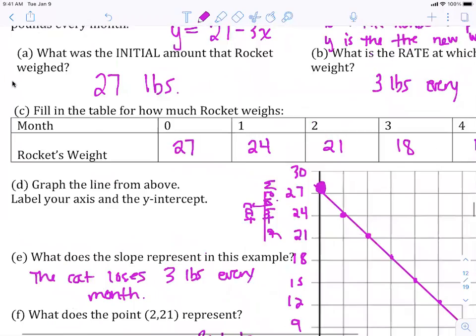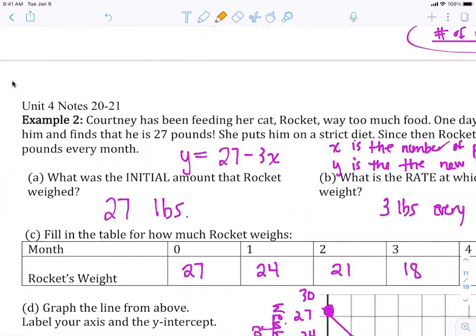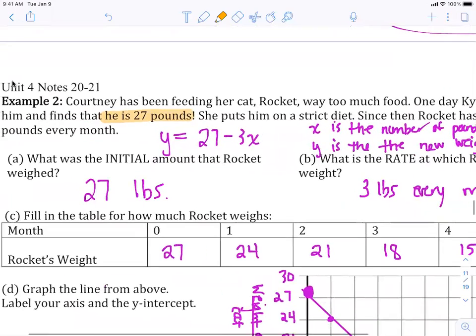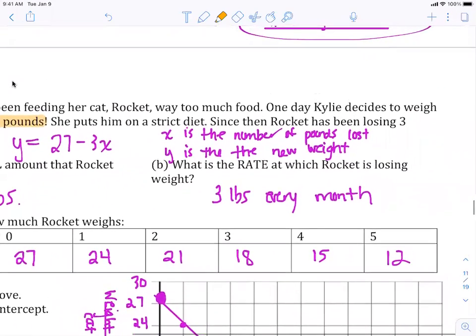All right, let's go over some of these questions. So first and foremost, the first question says, what was the initial amount that Rocket weighed? Well, in the problem, it says he finds out that the cat starts at 27 pounds, which for those of you that don't know is a pretty heavy cat. Depends on the breed, but we're going to assume that for this cat that's a lot. So this cat is going to be put on a diet. So the rate at which Rocket is losing weight, this right here is just a fancy way again for saying what is your slope. So the plan is for the cat to be put on a diet that allows them to lose 3 pounds every month. So that right there is going to end up being your slope.